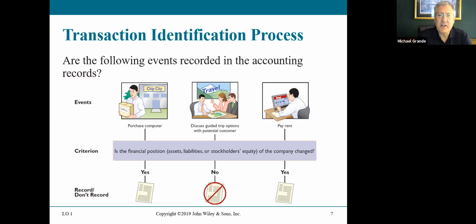Next, discussing guided trip options with a potential customer. So yes, it's something that's going on in business, but the mere discussion does not have an impact on the assets and liabilities of the company. And thirdly, paying the rent. Again, a business transaction where a company is paying the rent of the business. Does it affect the assets of the company? Most definitely.